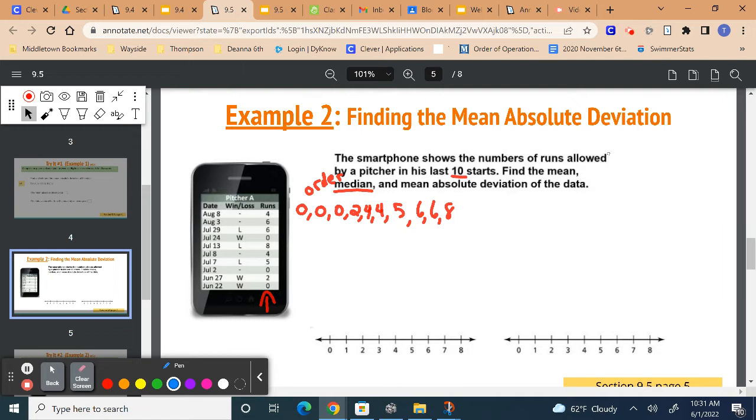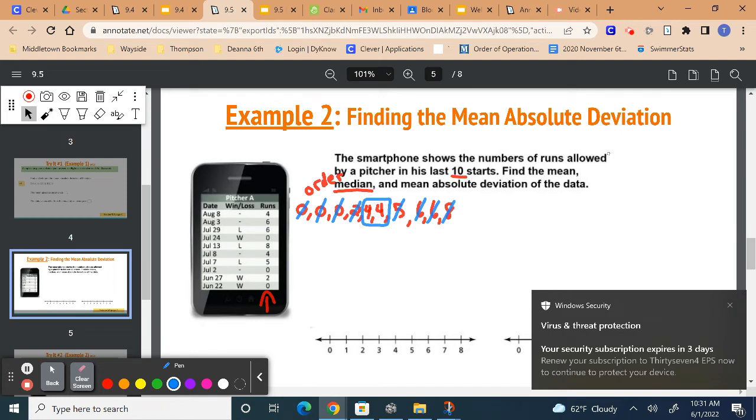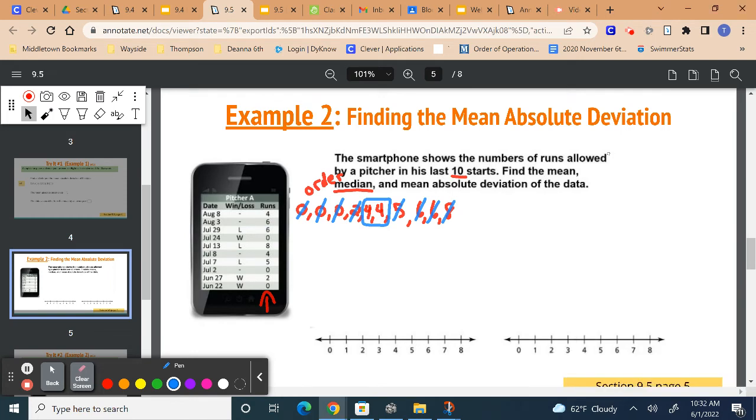Okay, so we're going to find the median, which means if there's 10 data, we're going to have an even number, which means the 2 middle values are going to be helping us find the median. So cross off the rest, and these 2 help you find the median. Now, they're both the same, so technically your median's 4. But what you really do is 4 plus 4, and then divide by 2. 8 divided by 2 is 4. So that's your median.